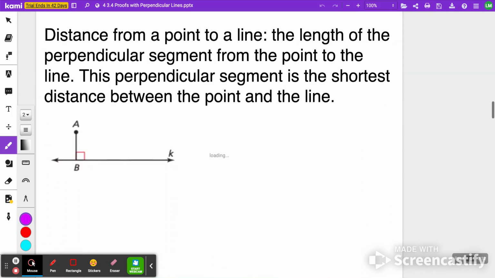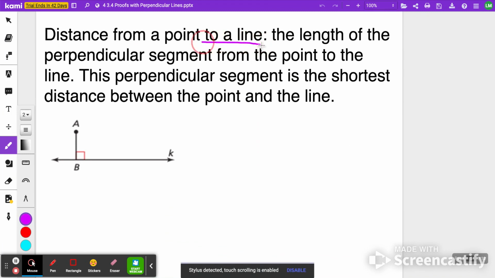The first thing we're going to talk about is the distance from a point to a line. So this is the very first thing we have in our notes today. That's the length of the perpendicular segment from the point to the line. So maybe from like point A to point B, how long is that line? This perpendicular segment is the shortest distance between the point and the line.